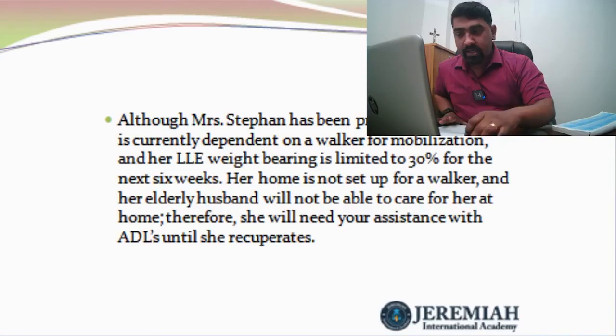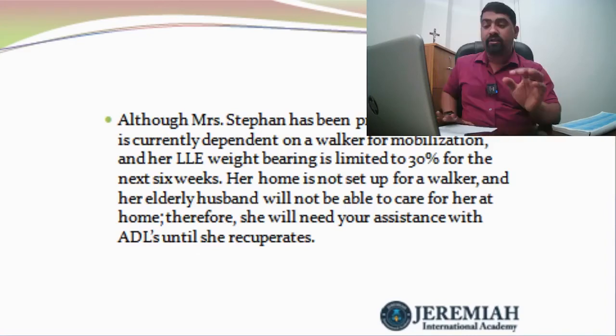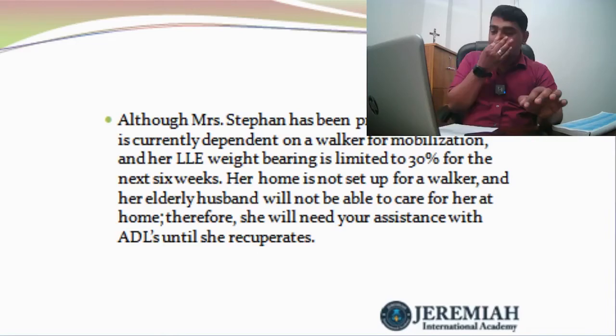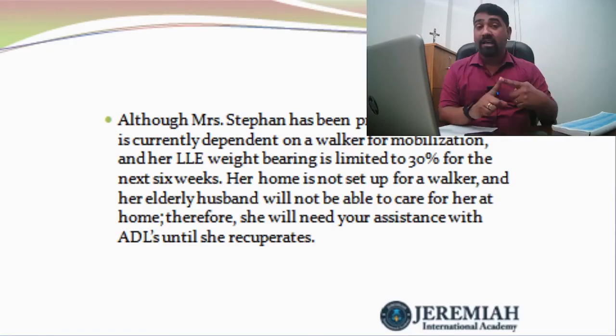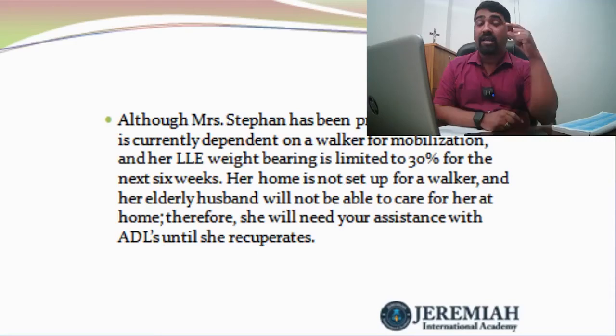Alright. So I am just moving on to the further paragraph. Although Mrs. Stephen has been progressing well, she is currently dependent on a walker for mobilization, and her LLE, that is left lower extremity weight bearing, is limited to 30% for the next 6 weeks. Alright, so this is the information which I have given first, because that is the reason the rehabilitation care is required. I am focusing each piece of information in the paragraph on the purpose of the letter. Because what was the purpose?